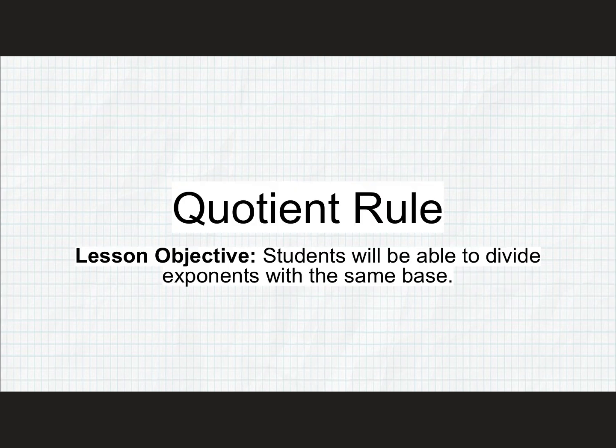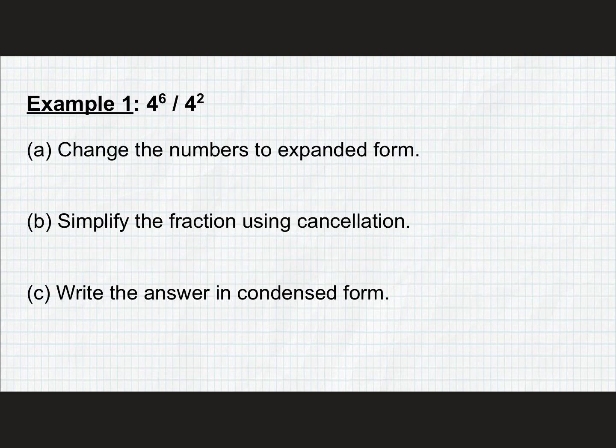Now that we've discussed the product rule, let's go ahead and look at the quotient rule. Our second lesson objective is that students will be able to divide exponents with the same base. Once again, let's start off with an example. 4 to the 6th divided by 4 squared. First, let's change the numbers to expanded form. 4 to the 6th is 4 times 4 times 4 times 4 times 4 times 4, and 4 squared is 4 times 4. Next, let's simplify the fraction using cancellation.